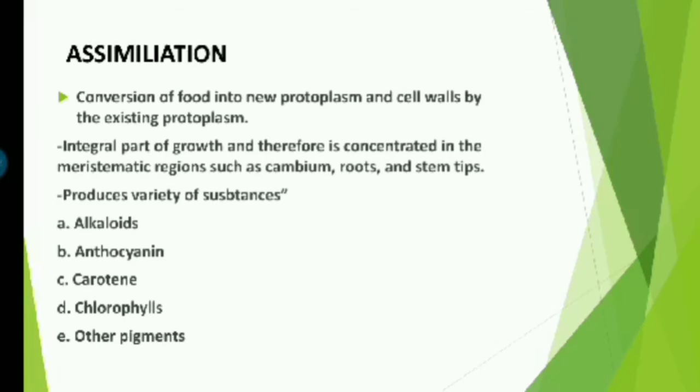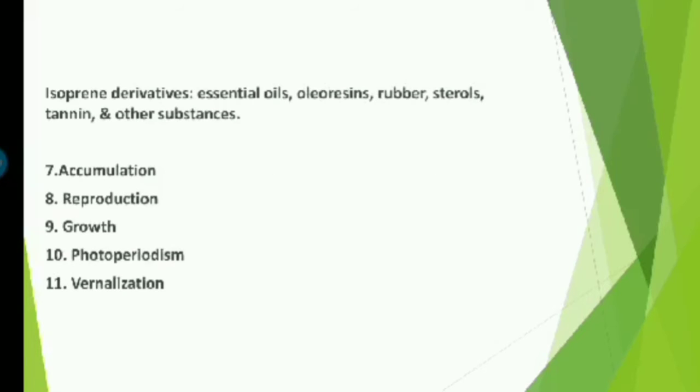It produces a variety of substances such as alkaloids, anthocyanin, carotene, chlorophylls, other pigments, isoprene derivatives such as essential oils, oleoresins, rubber, sterols, tannin, and other substances. Accumulation, reproduction, growth, photoperiodism, and vernalization.